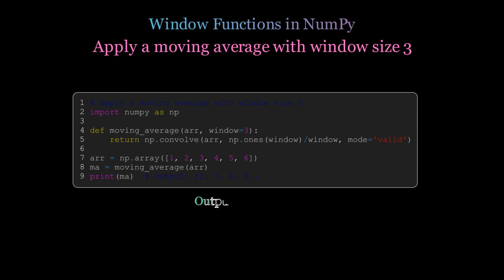Using np.convolve with a uniform window. We smooth 1, 2, 3, 4, 5, 6, 2, 2, 3, 4, 5. The valid mode ensures we only compute where the window fits completely. Each output point is the average of 3 consecutive inputs.